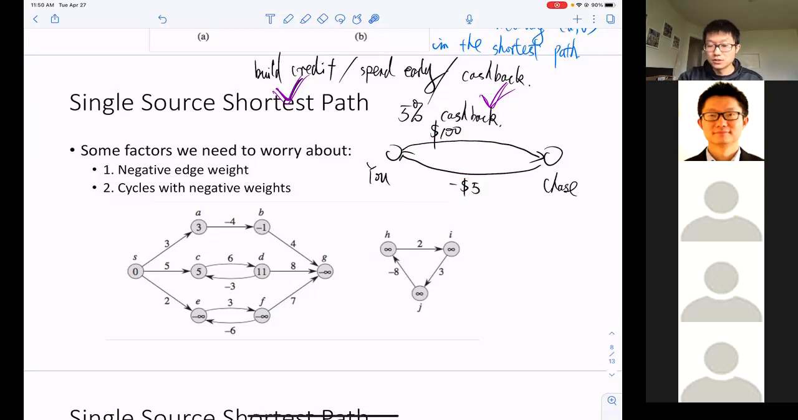So here we use the edge weight to represent the cash flow for the bank Chase. If you pay $100 through Chase, then Chase will return you $5. So here we get a negative edge weight, which represents that. Chase is going to lose $5 if you spend $100, but actually they make money from that because of this 30% interest rate.